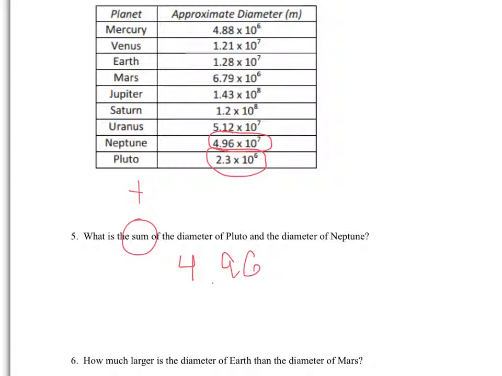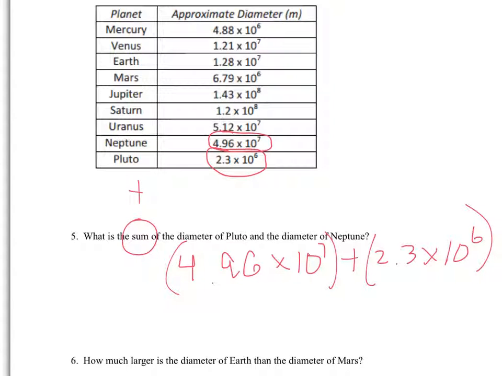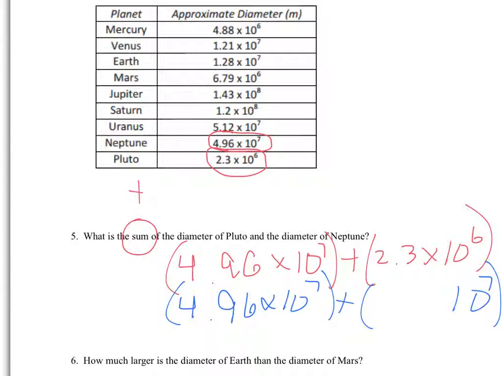4.96 times 10 to the 7. I'm adding that to 2.3 times 10 to the 6th. First thing I notice, not the same power of 10. I'm going to leave the larger one alone, so I'm going to leave my 4.96 times 10 to the 7. I want to change this second one, make this 10 to the 7, so it's the same. I made this 10 to the 6 larger, so make the 2.3 smaller, make it 0.23.